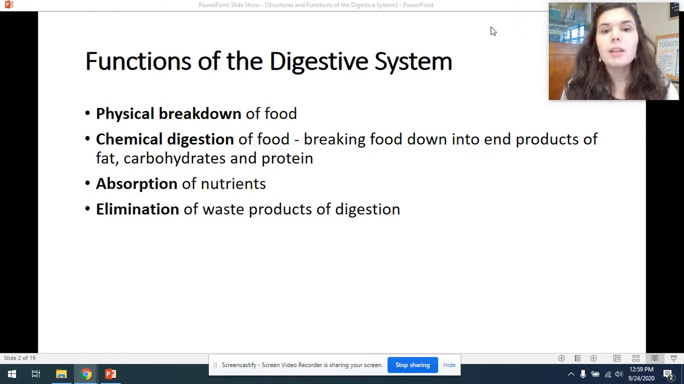digestion. Next, we have absorption of nutrients, and you're going to learn about which organs of the digestive system are responsible for the main parts of absorption, and then elimination of waste products of digestion. Remember that after you chew your food and you swallow your food, the nutrients get absorbed into the body, and whatever's left over is what becomes poop, basically.